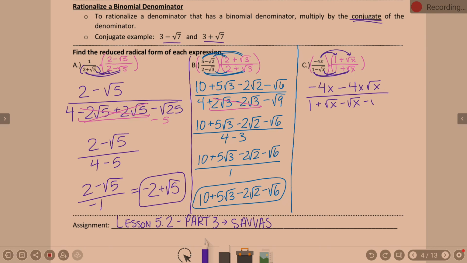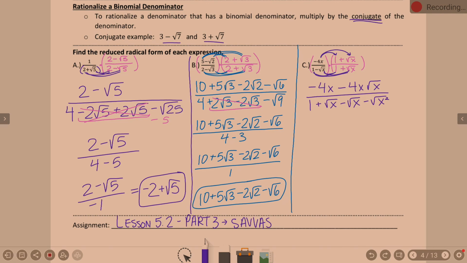Okay, one way to think about it is minus the square root of x squared. Or, what is the square root of x times the square root of x also? X. X. So you could go ahead and write x if you wanted. I don't care which way you go there.